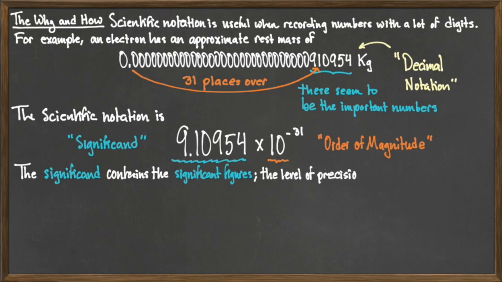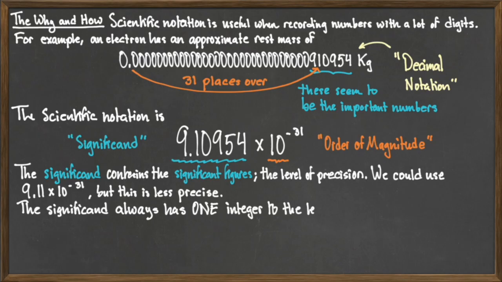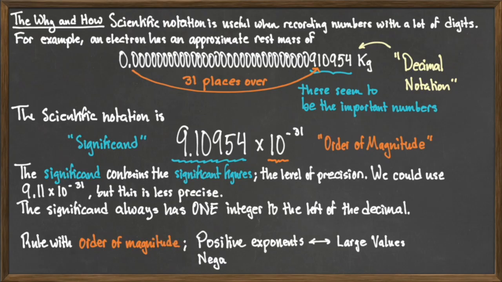The significand contains the significant figures, or the level of precision. I could have expressed this number as 9.11 times 10 to the negative 31, and even though it's still accurate, it's just less precise. So depending on the application, the more significant figures I want to record. The significand always has one integer to the left of the decimal, where the rest are to the right. The rules for the order of magnitude are pretty simple. If ever I see positive exponents, that equates to a very large number, whereas negative exponents in the 10 equate to a very small number.